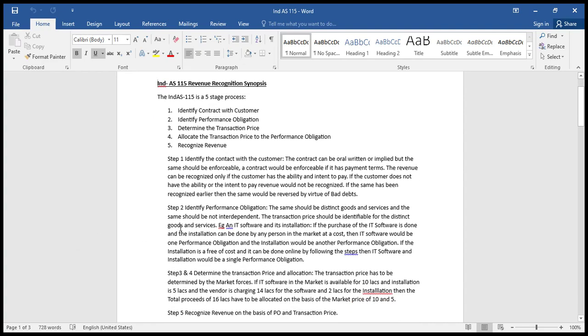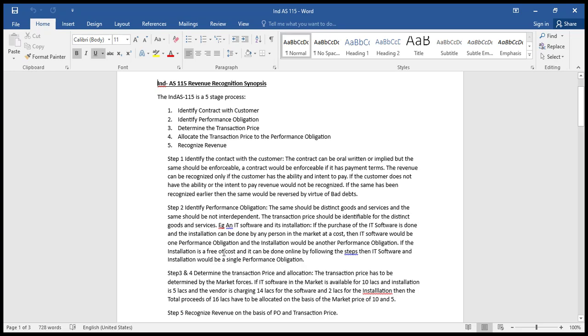Identify performance obligation. The same should be distinct goods or services, and the same should not be interdependent. The transaction price should be identifiable for the distinct goods and services. Take IT software and installation. If the purchase of this IT software is done and the installation can be done by any person in the market at a cost, then IT software would be one performance obligation and installation would be another performance obligation.